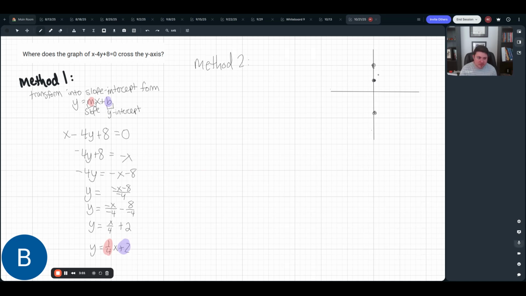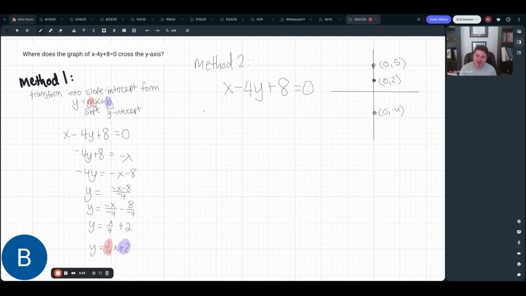And if we think about what those points would be as coordinate points, this one would be 0, 2. This one would be 0, 5. And this one would be 0, negative 4. Something that they all have in common is that the x values are 0. So we can actually use that in our equation.